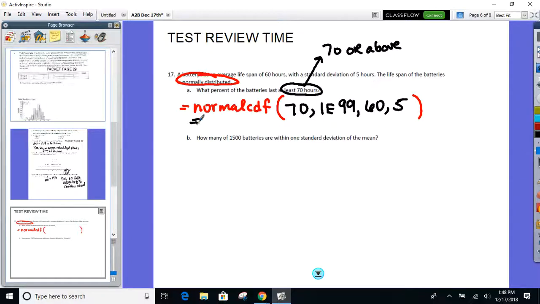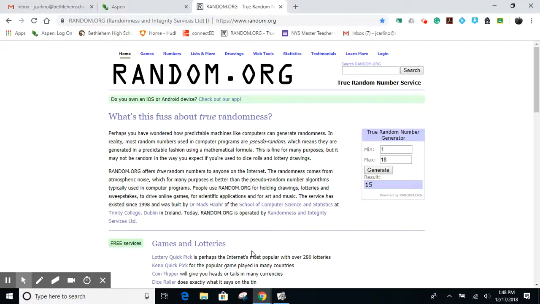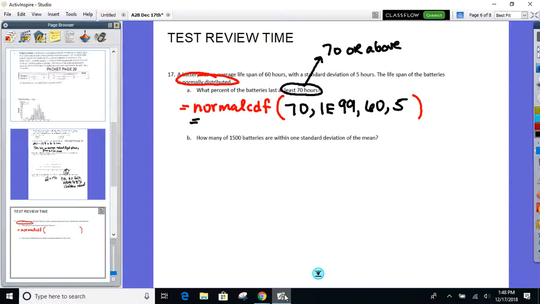So what percent are at least 70? Last at least 70 hours. What percent to the nearest tenth? Oh, 18... 2.3%. Good to see you back, Ian. You were missed.